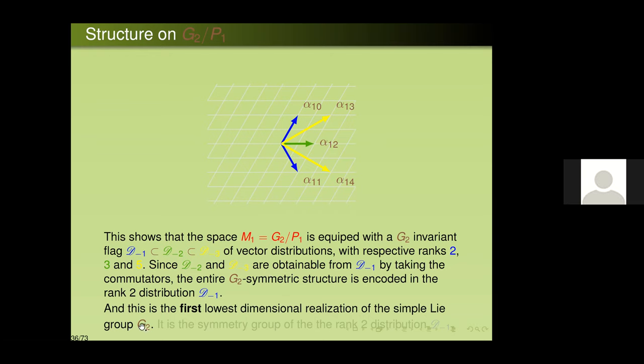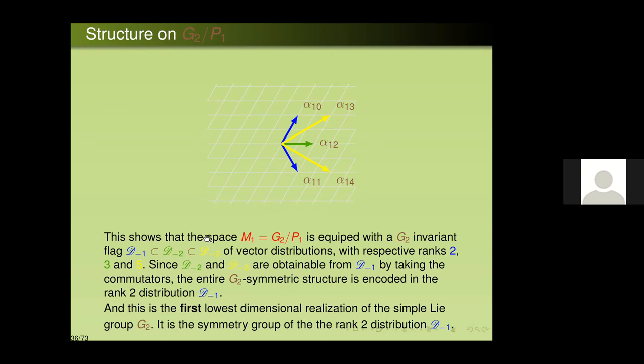It is the symmetry group of the rank 2 distribution D minus 1, having this very peculiar property that it is not integrable, but it's actually maximally not integrable, in such a way that if you take the commutator of D with D, you produce something of rank 3, and if you take the commutator of D with this rank 3, you will produce the entire tangent space. So such distributions are called 2, 3, 5.